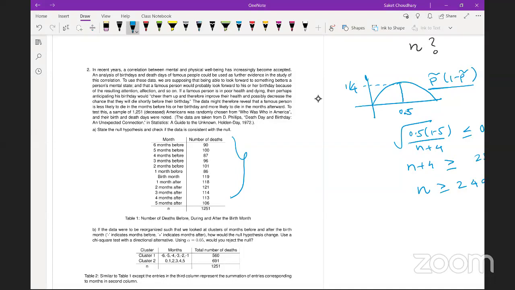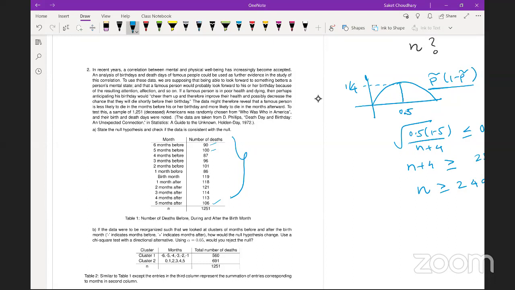So around 90 people end up dying 6 months before their actual birthdays. Around 100 people end up dying 5 months before. 106 people die 5 months after their birthdays. Okay, and what is it that we want to test? So we want to test if there is any correlation between the famous person dying before or after their birthday.